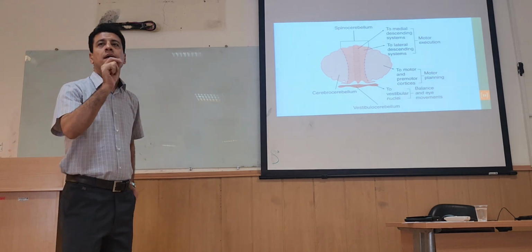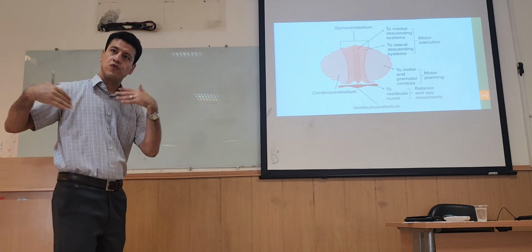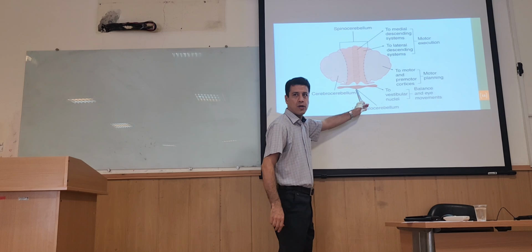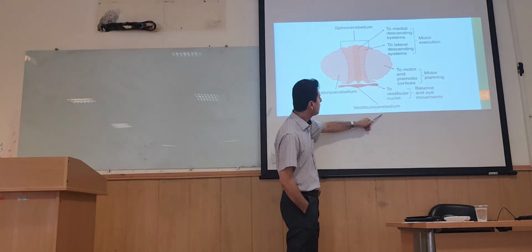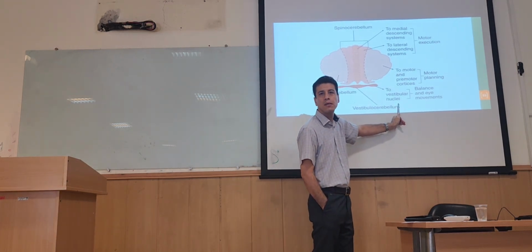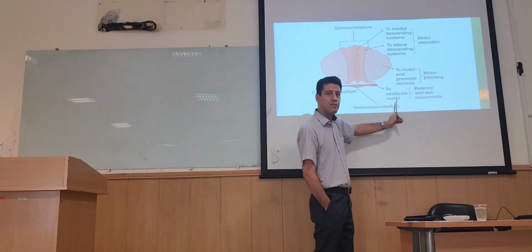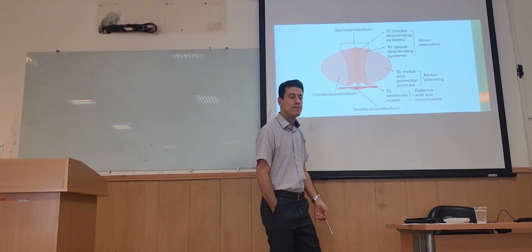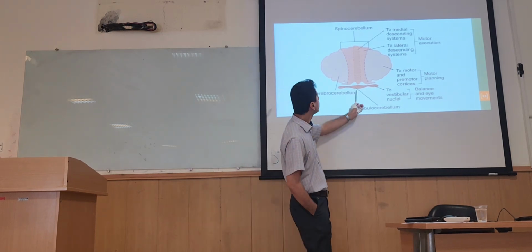Okay. So now let's focus on output. Output from the cerebellum to motor systems. From the vestibular cerebellum, output goes to vestibular nuclei, right? Lateral vestibular nucleus, medial vestibular nucleus. They are important for balance and eye movements. So this part is important for balance and eye movement.